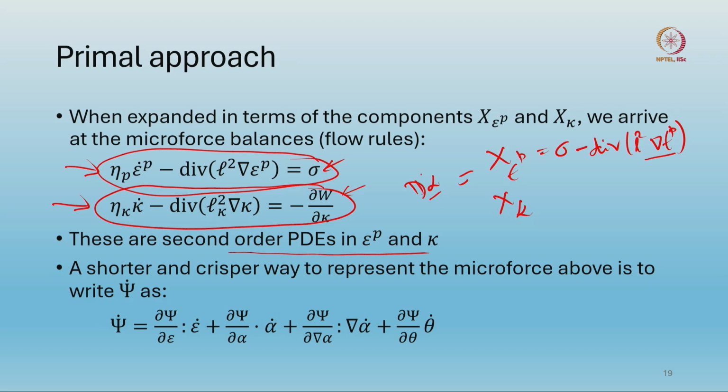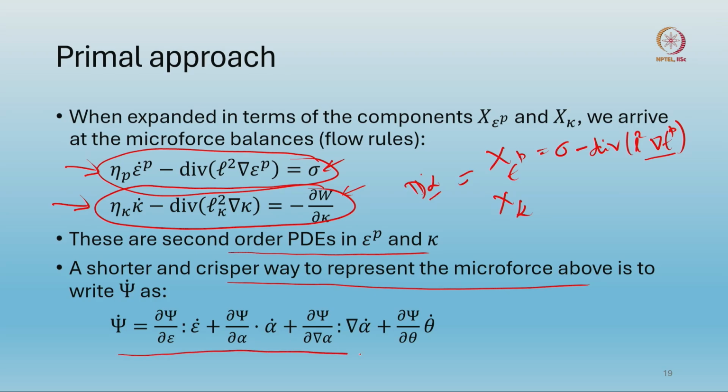Now you can actually get to the same logic. We have split this epsilon p and kappa as two separate identities for the same internal variable, one representing the plastic flow, the other representing the hardening part. But a shorter and crisper way is to treat it together and write the microforce balance in a shorter manner. I will tell you how. So it is the same thing, basically no difference, okay, but a shorter way.